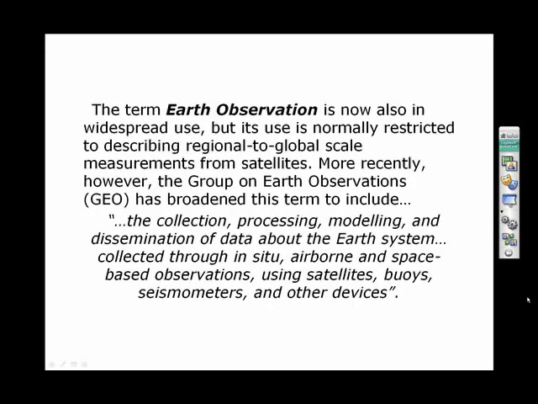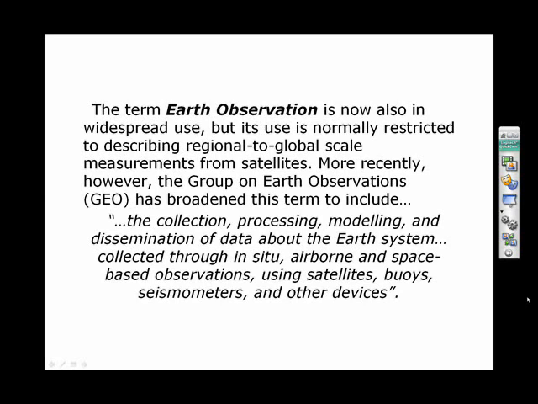The term Earth observation is also used very commonly now. It's in widespread use, but it's normally restricted to describing regional to global scale measurements from satellites. So looking at certainly whole countries or whole regions, whole continents, up to looking at the whole planet.